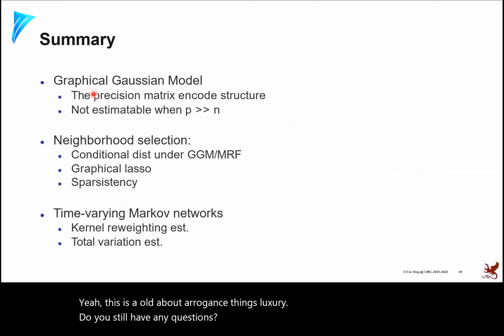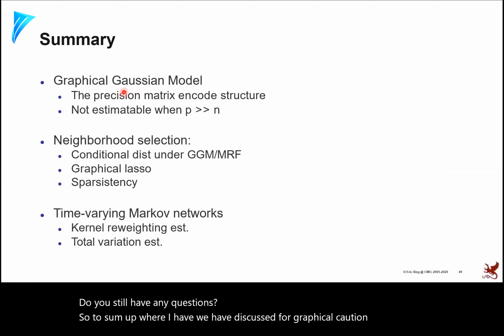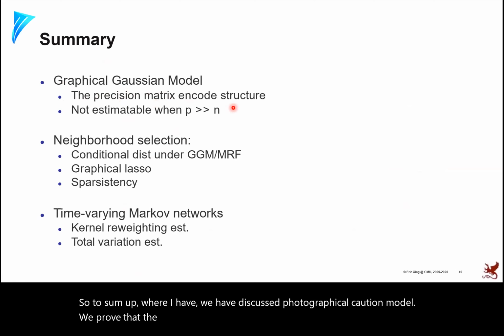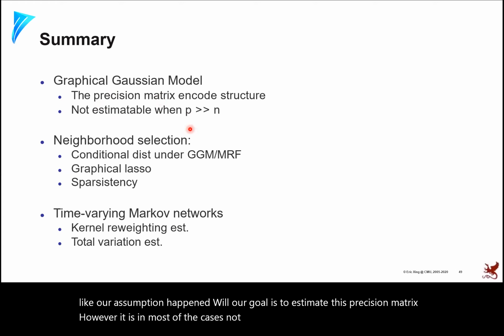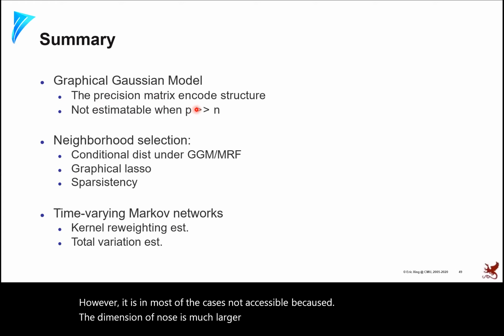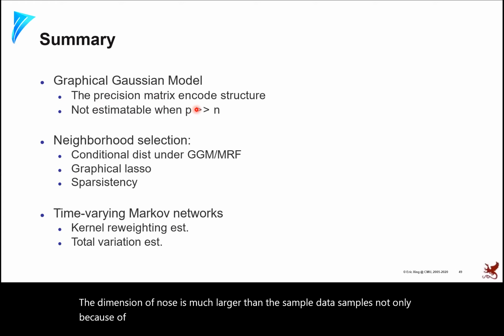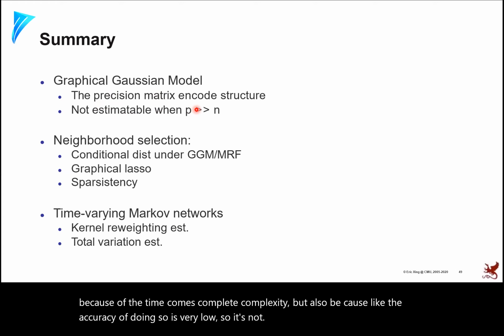To sum up, we have discussed the graphical Gaussian model. We assume that the precision matrix encodes the structure, and our goal is to estimate this precision matrix. However, in most cases it is not estimable, because the dimension of nodes is much larger than the number of data samples, not only because of the time complexity, but also because the accuracy of doing so is very low. So in many cases it is not estimable.